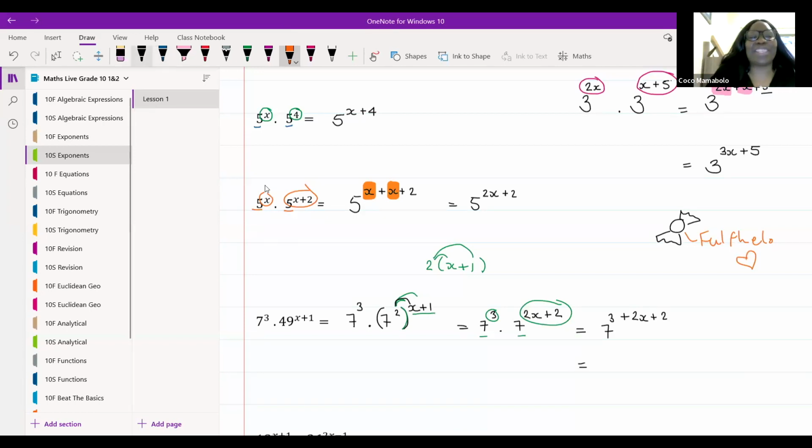Okay, let's finish up here, guys. So we must keep our base. We're going to keep the base over here, and we're going to add our exponents. Now, when we add our exponents, we must look for like terms. My like terms are 3 and 2, and I know that 3 and 2 is going to give me 5. So I'm going to get 7 to the power of 2x plus 5.